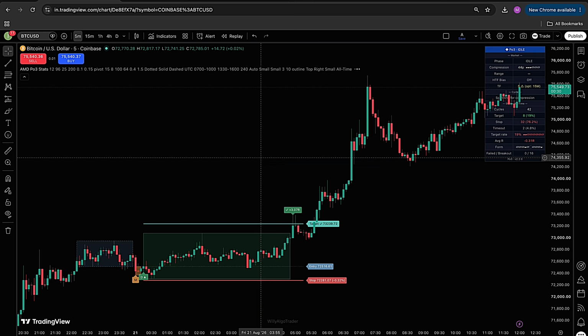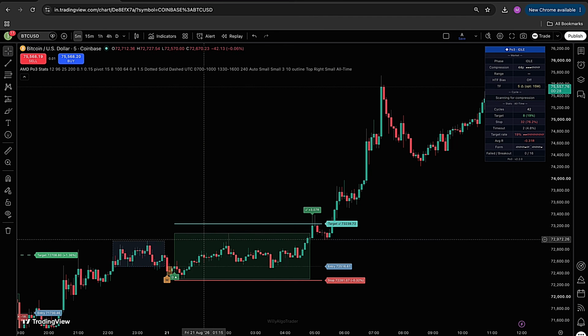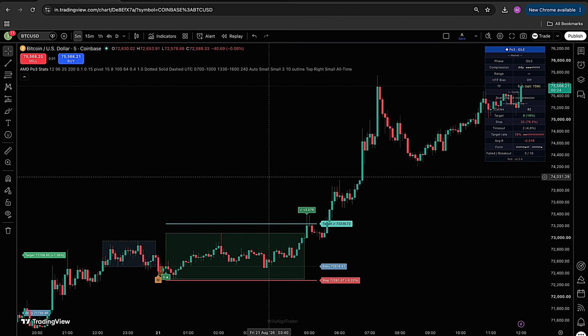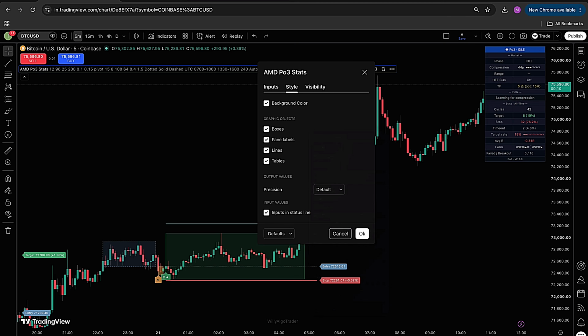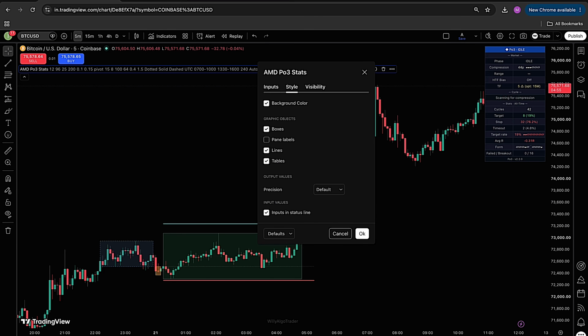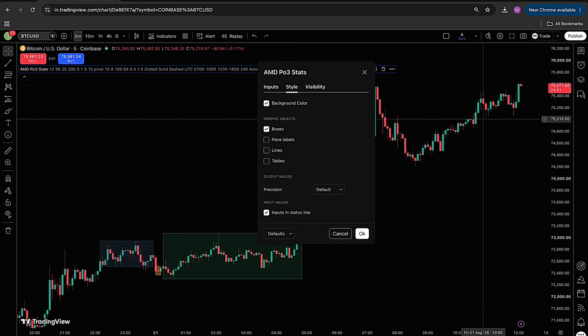Once you add it, it will take some time, and then it will show you an interface like this. You need to come to its settings. In the settings, we don't need the panel levels here. I will trade according to my own preference. After that, you will see lines here. Turn those off as well. And there will be a table. Turn that off too. We only need the boxes because we know that accumulation is happening here. To work in the manipulation and distribution phases, which I've explained to you in the PDF. Now I'm going to show you the same thing with the help of the indicator.